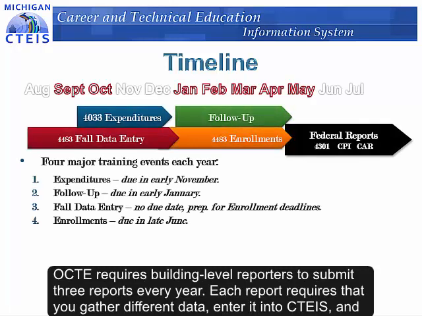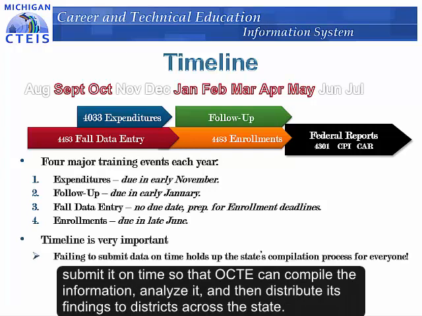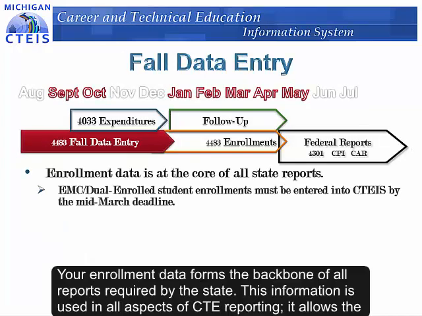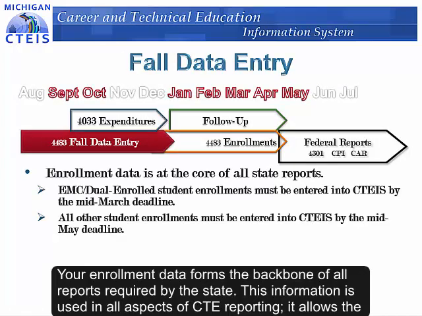OCTE requires building-level reporters to submit 3 reports every year. Each report requires that you gather different data, enter it into CTEIS, and submit it on time so that OCTE can compile the information, analyze it, and then distribute its findings to districts across the state. Your enrollment data forms the backbone of all reports required by the state.